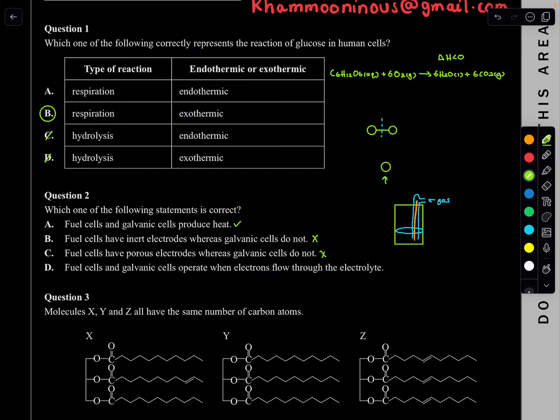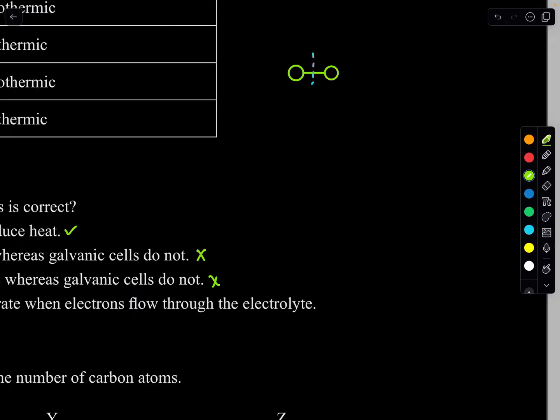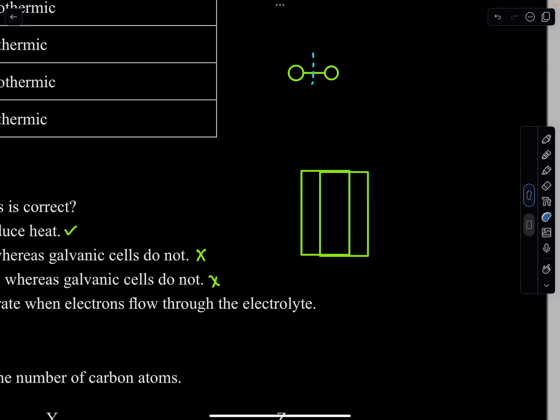Also, fuel cells and galvanic cells operate when electrons flow through the electrode. Absolutely rubbish. Be careful with the wording here. Electrons flow through the external circuit, not the internal. The internal is where ions flow through the electrolytes. Remember that. I'm just going to duplicate this.